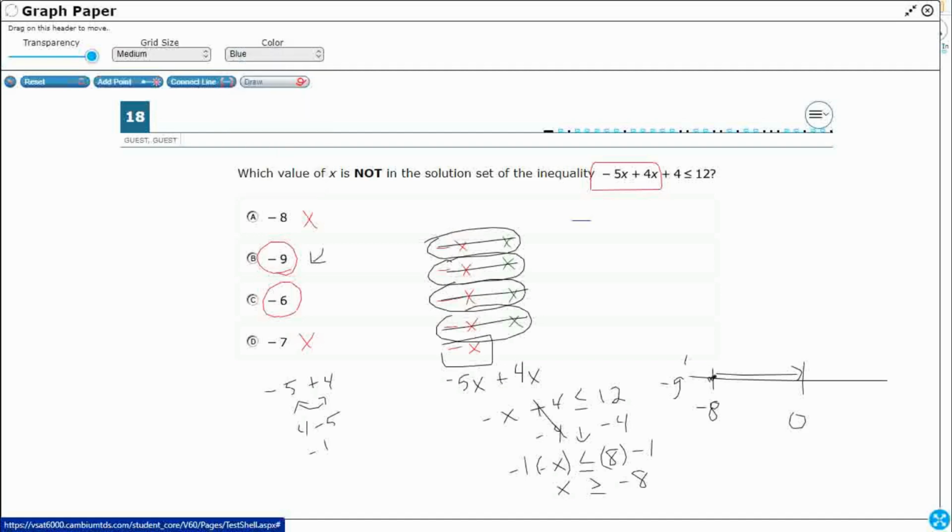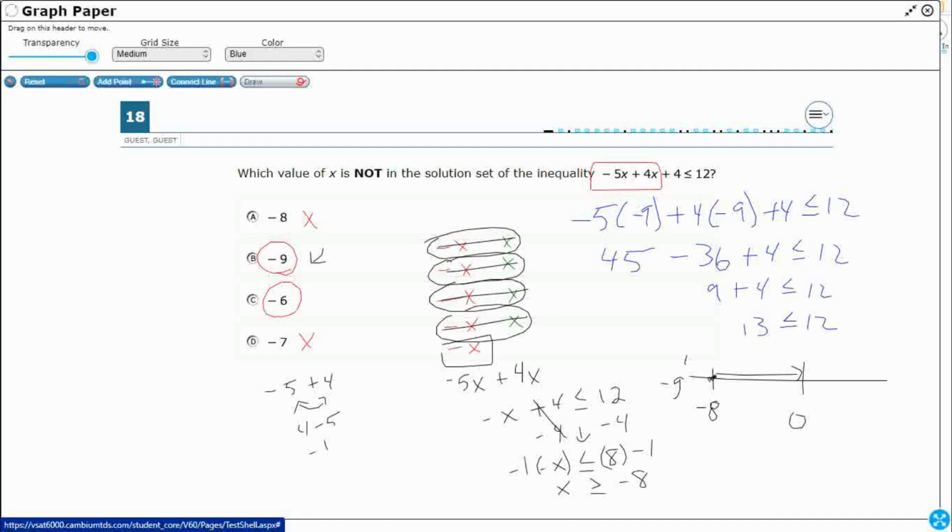So -5 times -9 plus 4 times -9 plus 4 is less than or equal to 12. If that does not work, then that is our answer. So that is 45, minus 36, plus 4 is less than or equal to 12. That's going to be 9 plus 4 is less than or equal to 12. There we go. Look at that. 13 is less than or equal to 12.